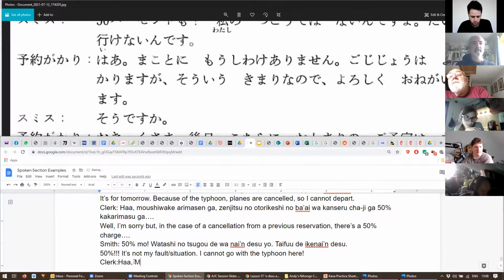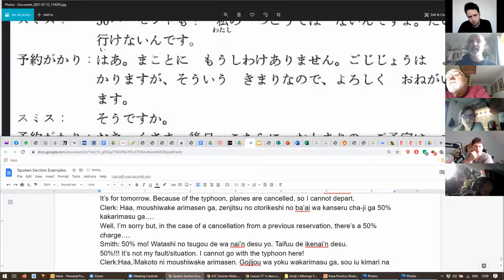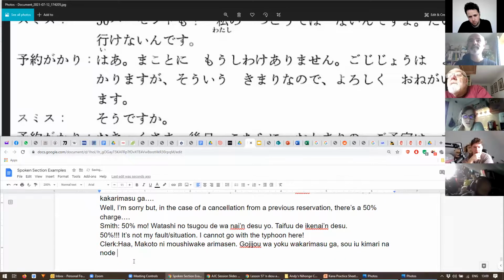誠に申し訳ありません。誠に申し訳ありません。Yep. ご事情はよくわかりますが、よくわかりますが、yeah. そういう決まりなので、決まりなので、yep. よろしくお願いいたします。よろしくお願いいたします。That does sound like Rhino, doesn't it? Sorry, it's difficult to type, read, listen, and everything at the same time.